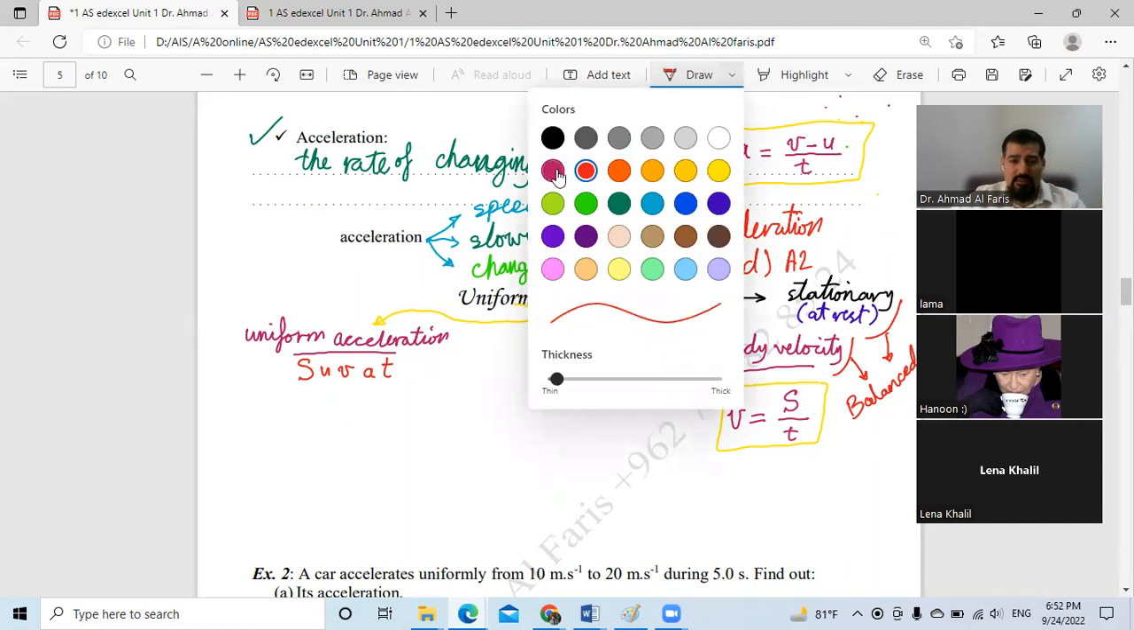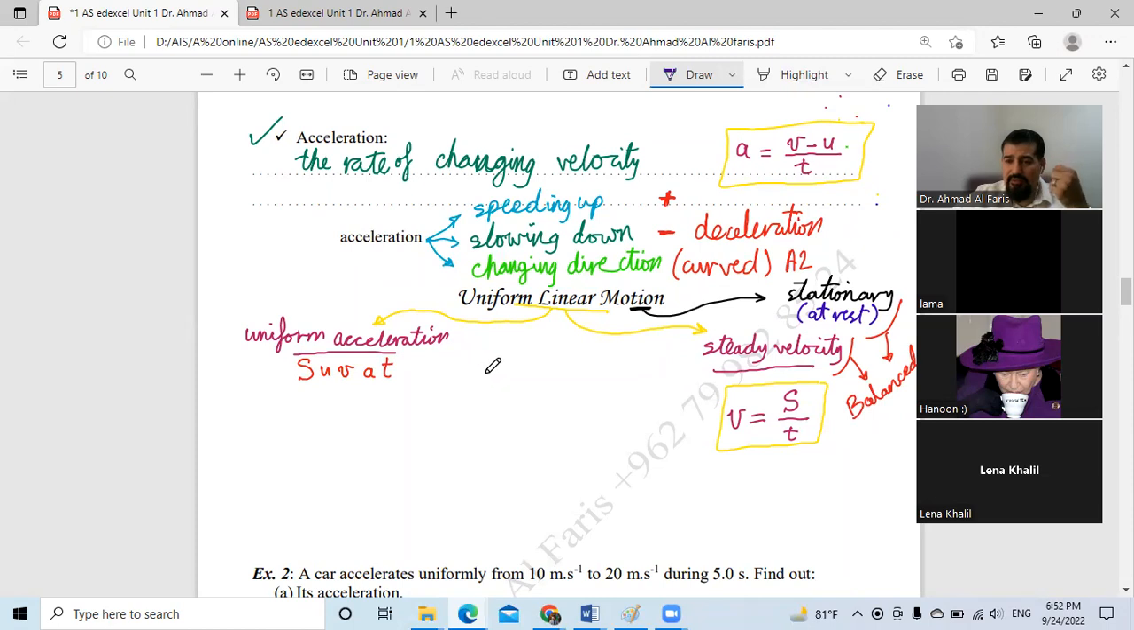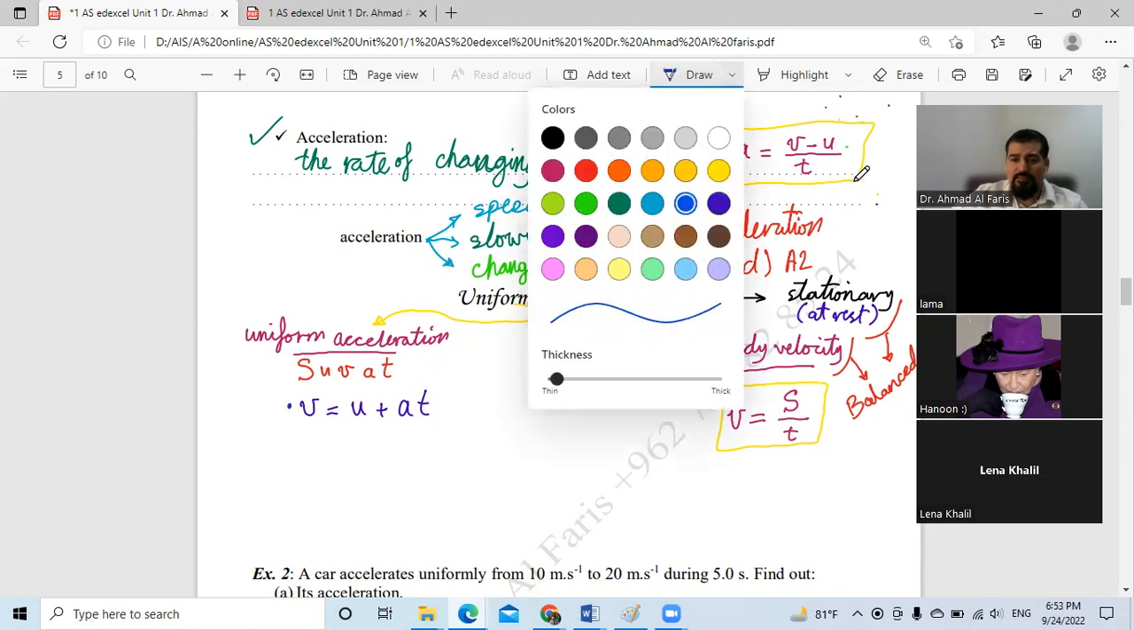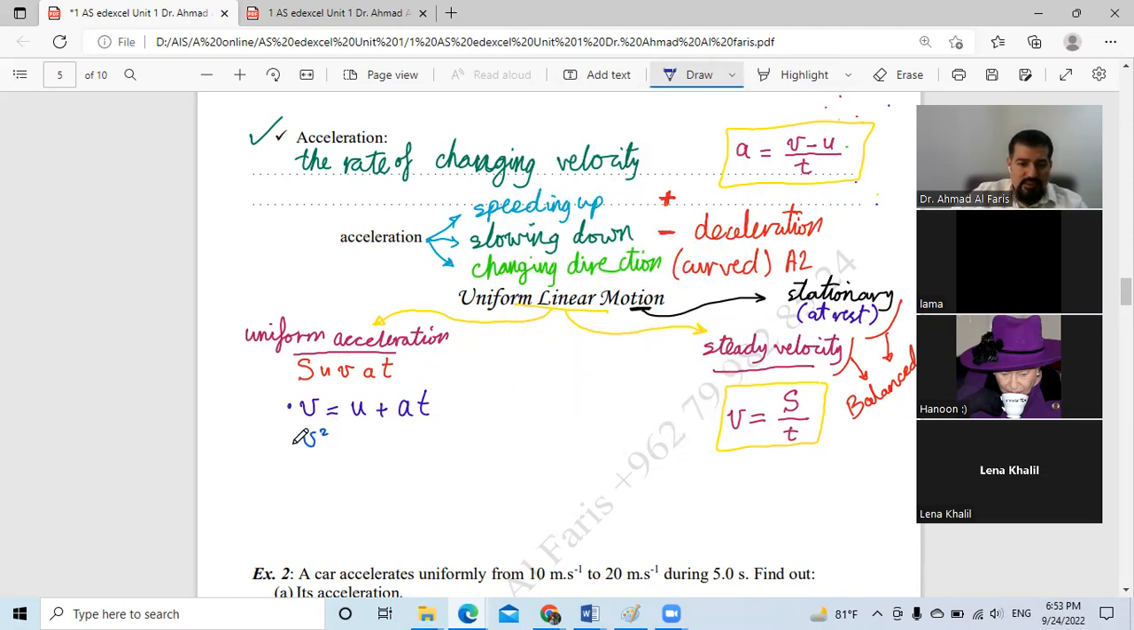So what are the equations that we have when there is uniform acceleration? There we have actually 5 different formulas. 3 of them they will give you for Edexcel in the formula sheet on the last page of the exam. It's a rearrangement of this formula. Velocity equals u, the initial velocity, plus acceleration times time. This is the first equation. Second equation: final velocity squared equals initial velocity squared plus 2 times acceleration multiplied by distance or displacement.